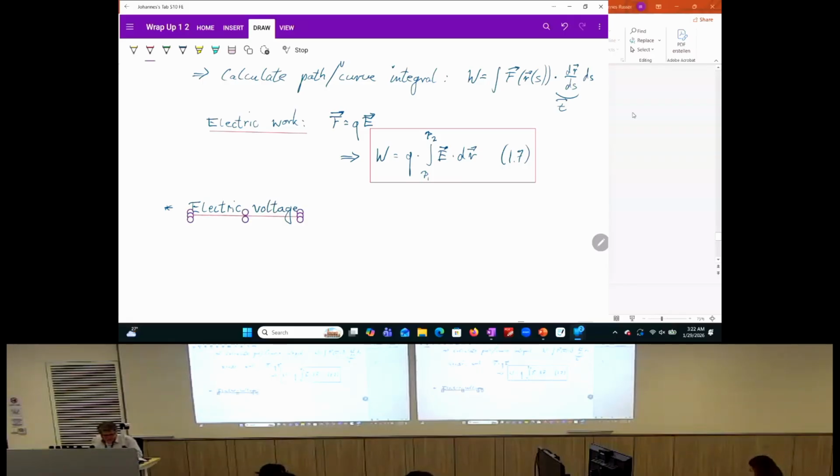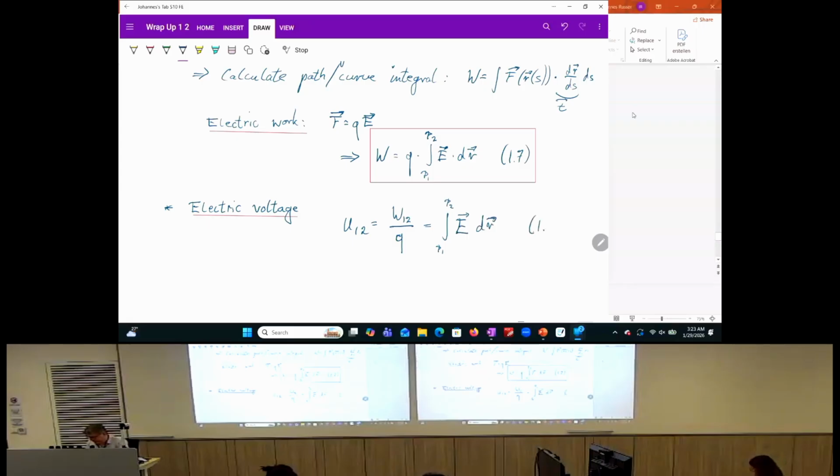What is the electric voltage? The formula for that is U12 = W12 over Q. So this is basically the work per charge that you have to bring up, and that defines our voltage. And 1 and 2 are, in this particular scenario, the starting and end points from where you move the charge, from P1 to P2, you integrate over the electric field.